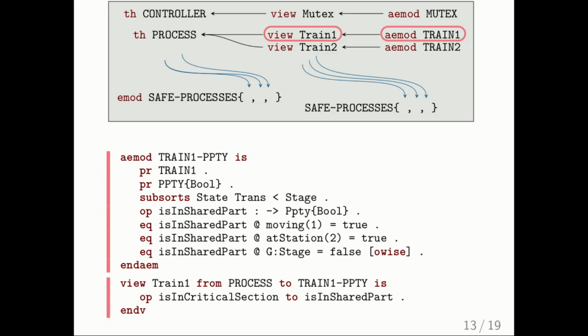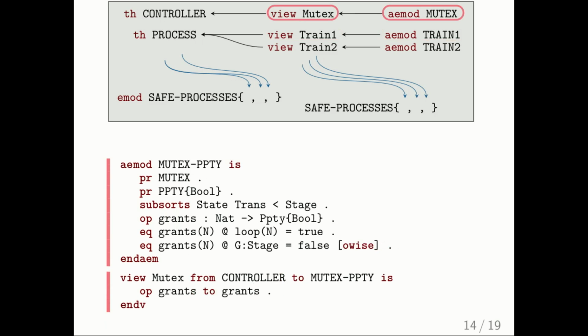Note how properties are defined both at states and at transitions. Finally, you can write the view, stating that the property required by the theory is the one we have just defined in the module. Very similar is the extension of the module mutex. It defines the property grants n to be true while the nth transition is being executed, false otherwise. Thus, the controller grants access to a process by setting to true the value of the corresponding property, so to speak.